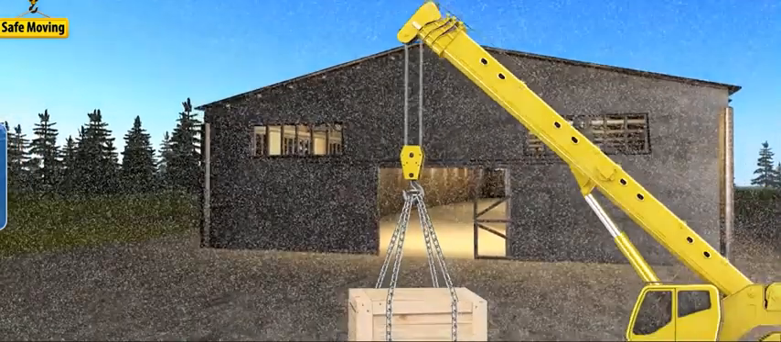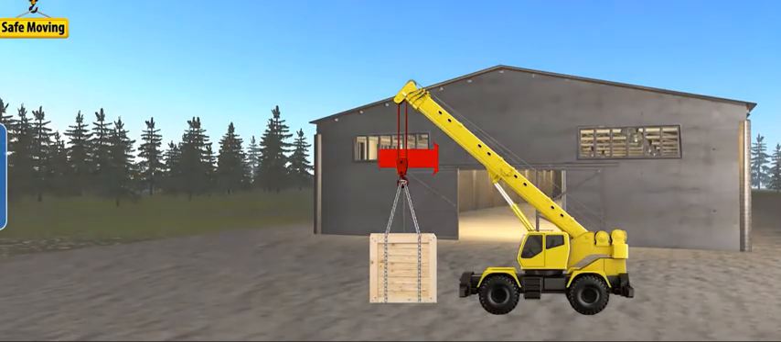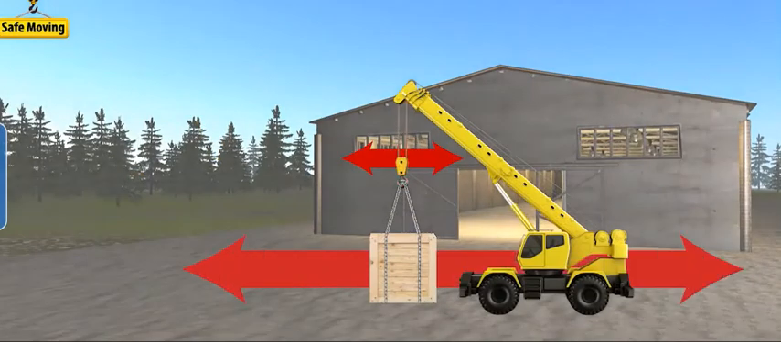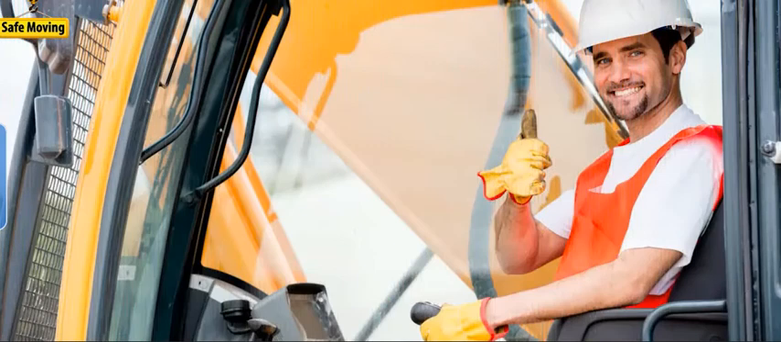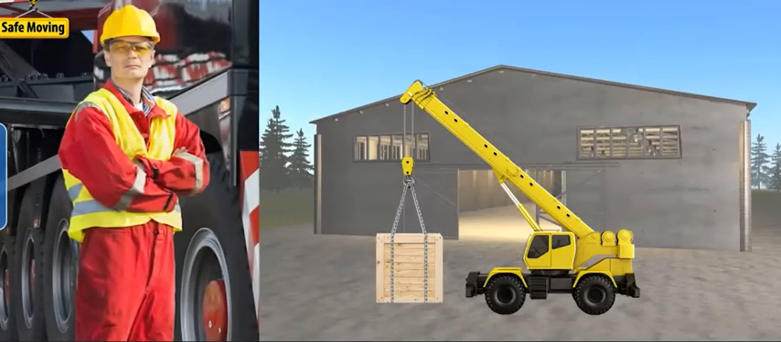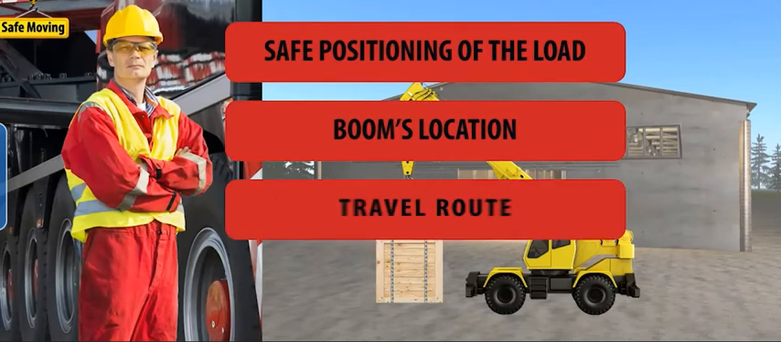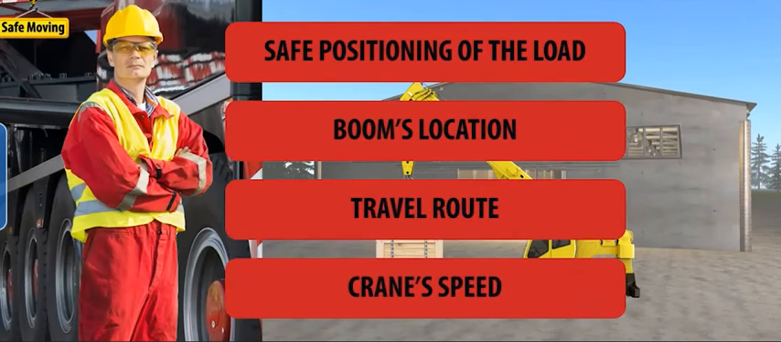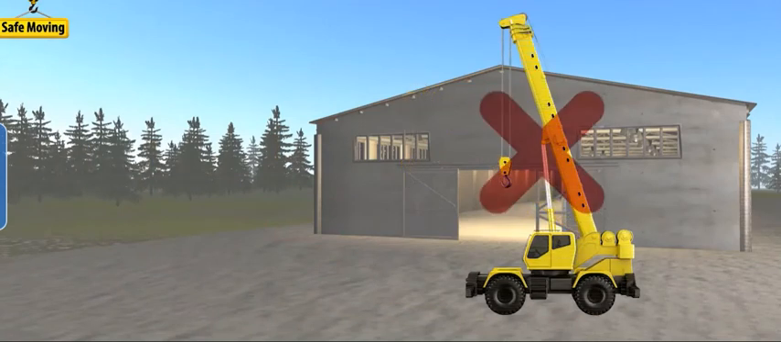For mobile cranes, such as crawlers or truck cranes, the boom must be carried in line with the direction of motion, either straight back or forward. Unless there's an operator in the cab or the boom is supported, the superstructure needs to be kept still. Empty hooks must be secured during travel, and a designated person must determine safe positioning of the load, the boom's location, the travel route, and the crane speed. Whether a crane is loaded or not, the boom must not be positioned high enough that it may bounce back over the cab.